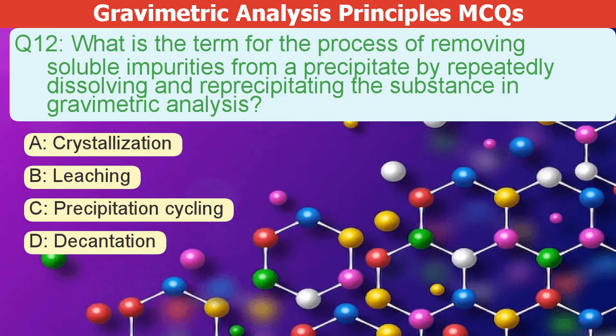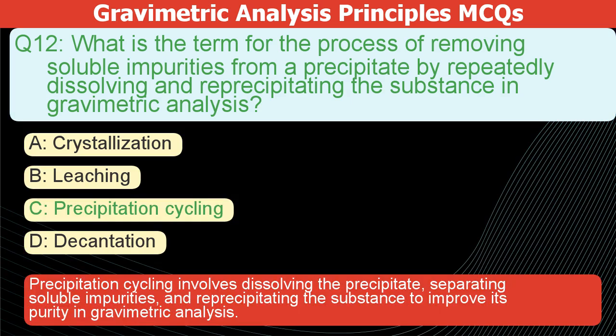What is the term for the process of removing soluble impurities from a precipitate by repeatedly dissolving and reprecipitating the substance in gravimetric analysis? A. Crystallization. B. Leaching. C. Precipitation cycling. D. Decantation. The correct answer is C. Precipitation cycling involves dissolving the precipitate, separating soluble impurities and reprecipitating the substance to improve its purity in gravimetric analysis.